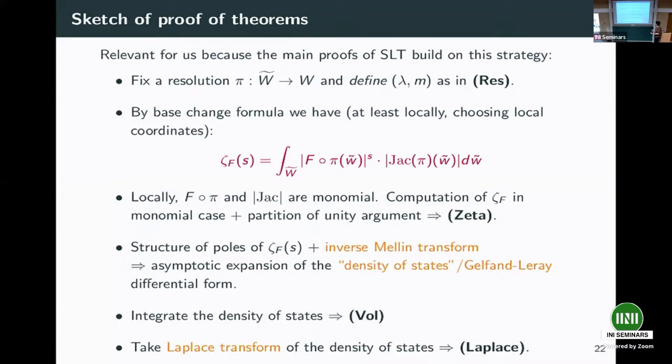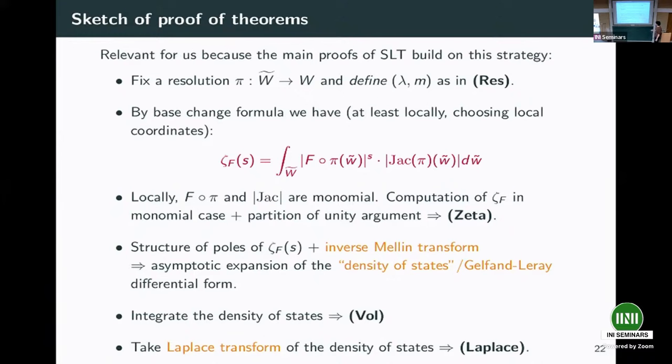Actually, this gives you a bit more information about the structure of the poles. It doesn't tell you just about the largest pole, but it tells you that the poles occur in a finite series of arithmetic progressions. The structure of these poles, together with an argument involving the inverse Mellin transform, gives you an asymptotic expansion of something. Just to make the talk a bit more friendly, I didn't introduce that something, but it's the key object in the middle that connects everything: this density of states, or Gelfand-Leray differential form.